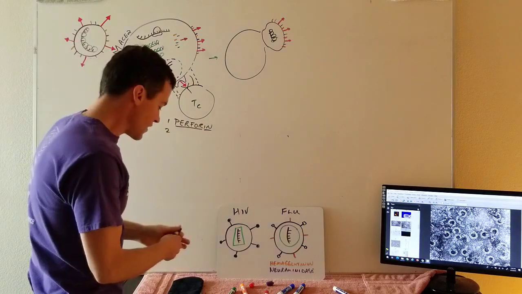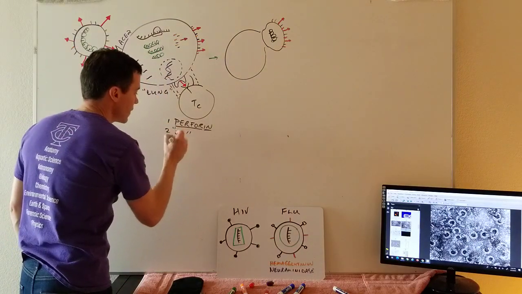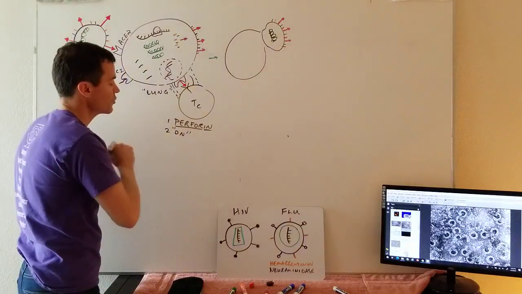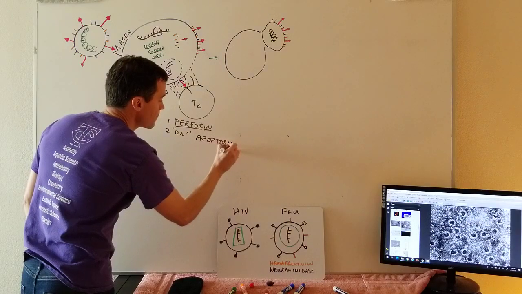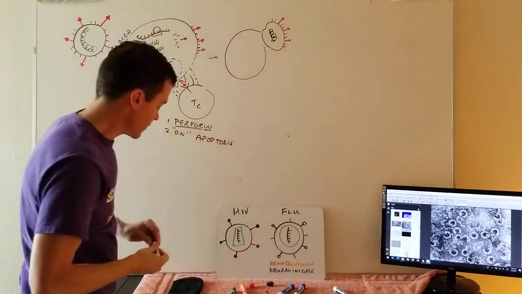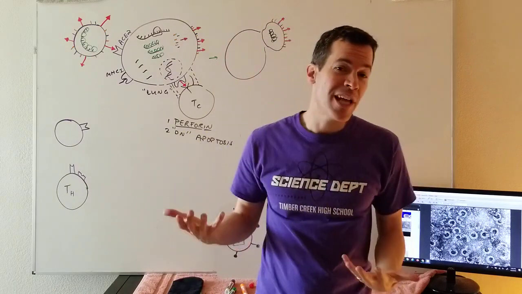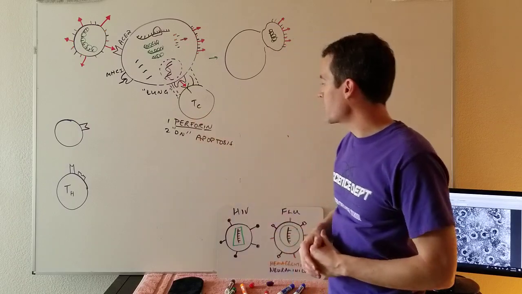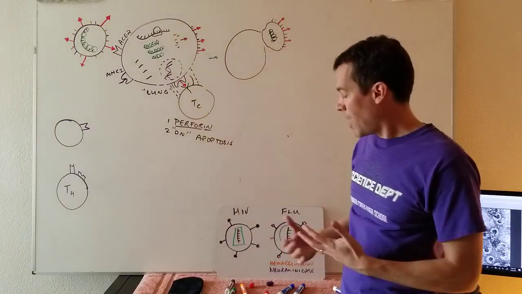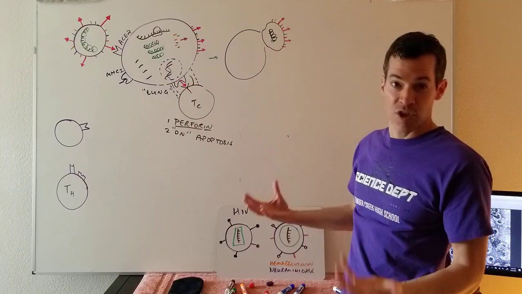Now, the second thing that it can do is it can turn on, that just says on if you can't see it very well on your screen, it turns on the genes for apoptosis. Apoptosis is a sequence of genes in all nucleated cells, all cells with a nucleus have a gene sequence for apoptosis. And apoptosis is programmed cell death. So it's basically the self-destruct button.